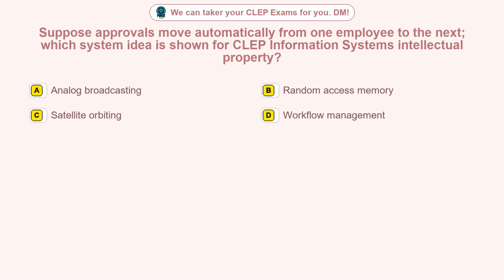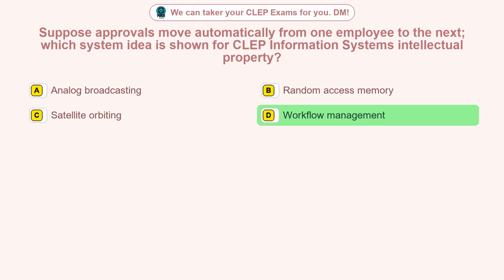Question 19. Suppose approvals move automatically from one employee to the next. Which system idea is shown for CLEP Information Systems intellectual property? Option A. Analog broadcasting. Option B. Random access memory. Option C. Satellite orbiting. Option D. Workflow management. The correct answer is option D.